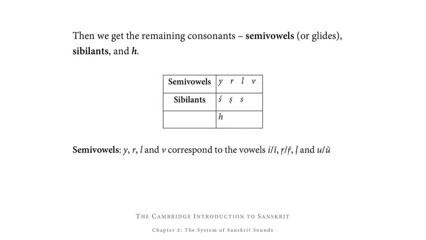After the semivowels, we have the sibilants, ś, ṣ, and s, corresponding to the palatal, retroflex, and dental series of stops and nasals. So ś, ṣ, s correspond in their order to palatal, retroflex, dental, which is the order that we find stops appearing in, again going from back to front. And then finally we have h, which simply stands on its own.